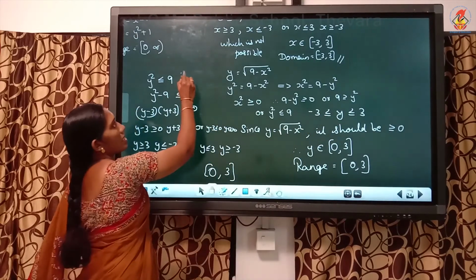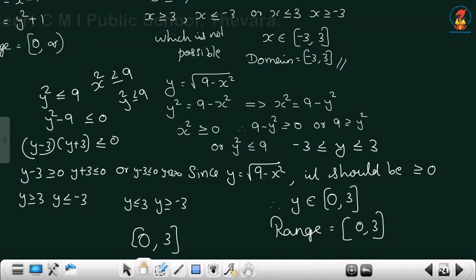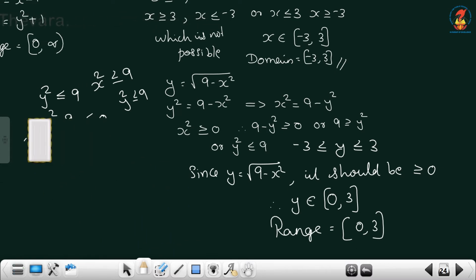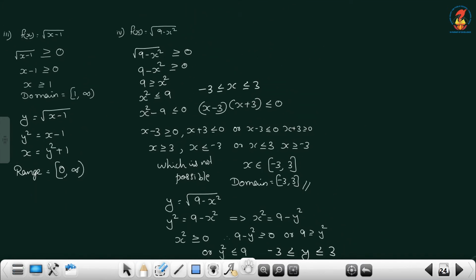If x square is less than or equal to 9 or y square is less than or equal to 9, that is in between minus 3 to 3. Otherwise, you have to do all these steps. It will take time. So I hope this one is clear.